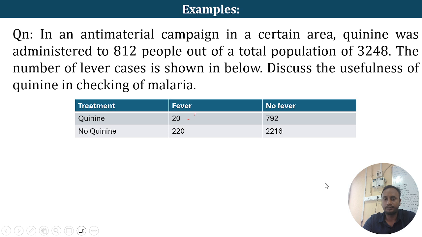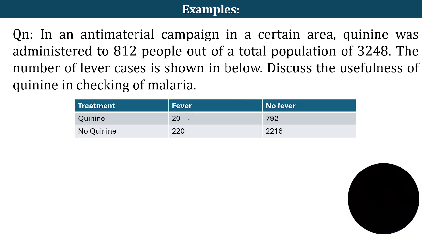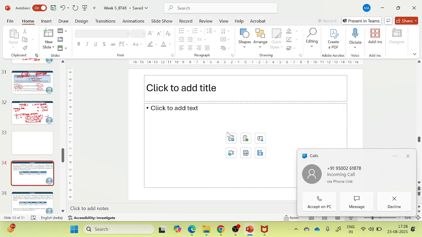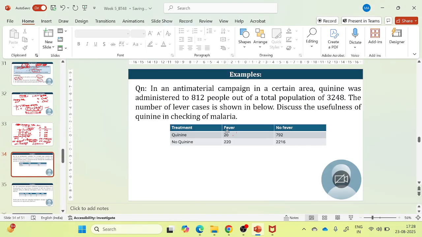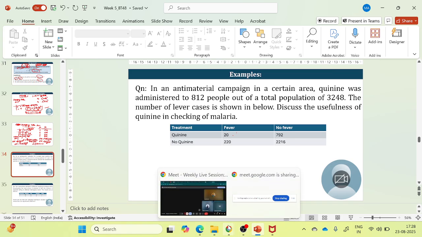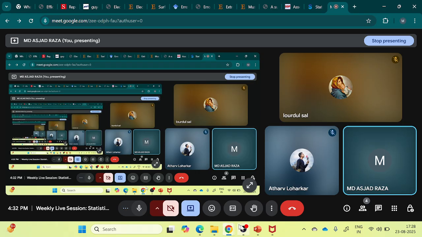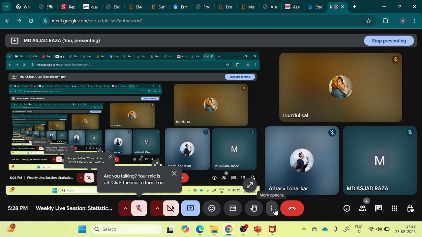Just 1 minute. Please solve. I will restrict.